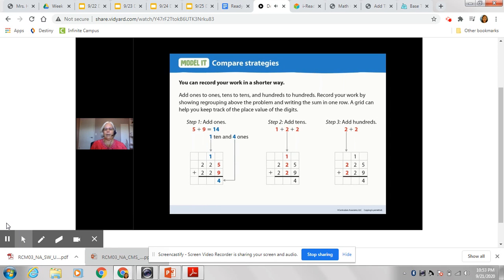The second step is to add the tens. You can see the 2 and the 2 and the 1 adding together would get a 5. And then finally add the hundreds. 200s plus 200s equals 400 for 454. Now let's look at how this algorithm is similar to the way we solved the problem before.